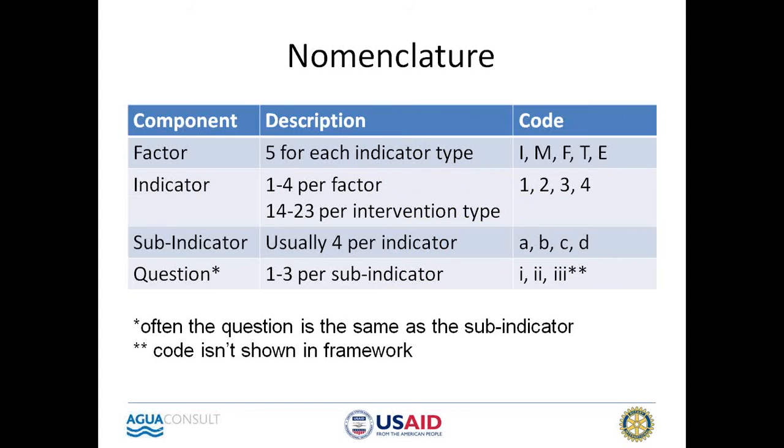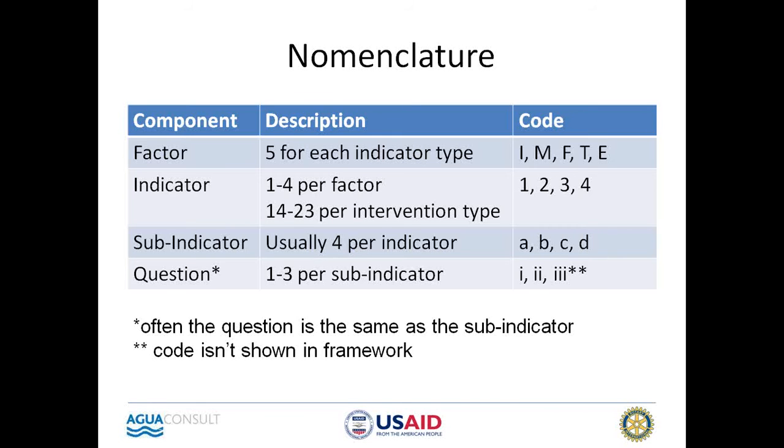In addition, we do also have sub-indicators and questions. And so to keep these straight, we add an additional level or code shown here. So we have the factors, as we discussed, 5 factors: institutional, management, technical, financial, and environmental, and the codes shown. We have the indicators, approximately 1 to 4 per factor. And then for each intervention type, we have between 14 and 23 for the existing intervention types described. And these indicators would each have a number, so we might have 1 through 4, depending upon the numbers that we have for each factor.